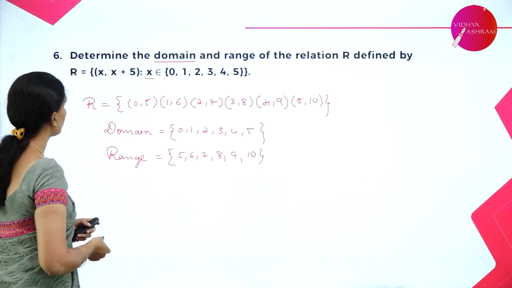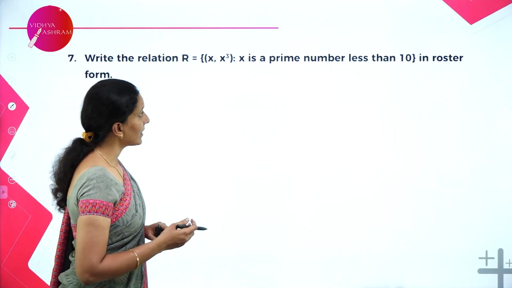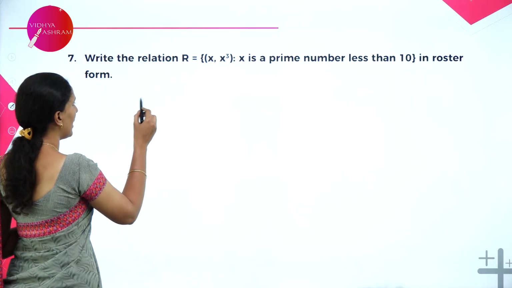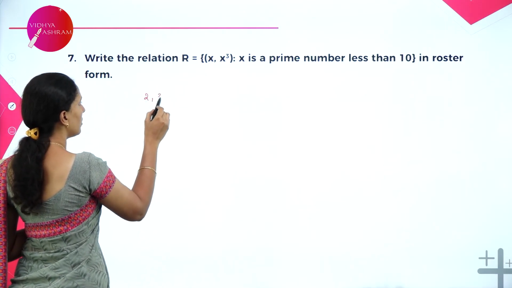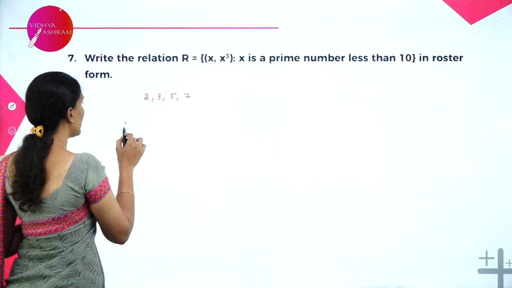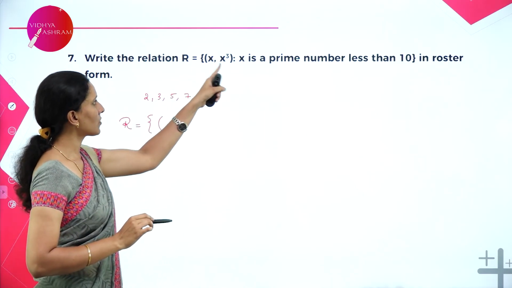Next question. Write the relation R in the form of (x, x cube), x is a prime number less than 10. So what are the prime numbers less than 10? That is 2, 3, 5 and 7. Now I need to write the relation R. I need to write it in the form of (x, x cube).